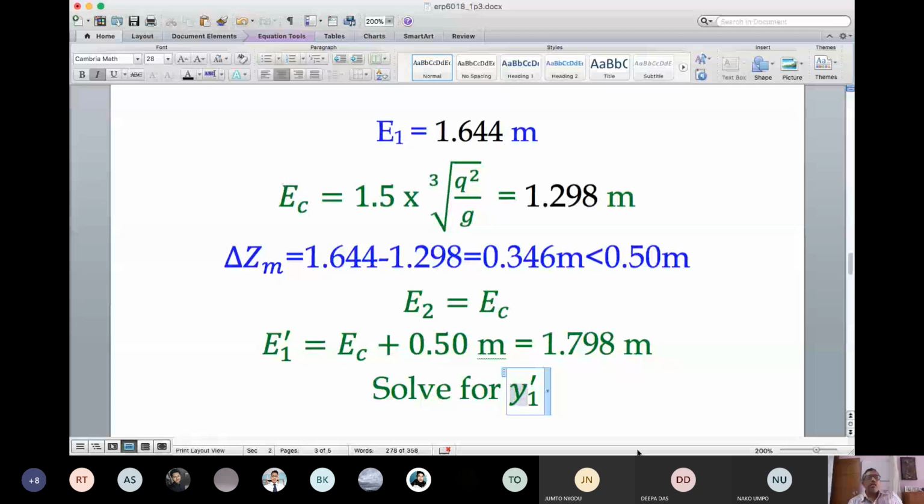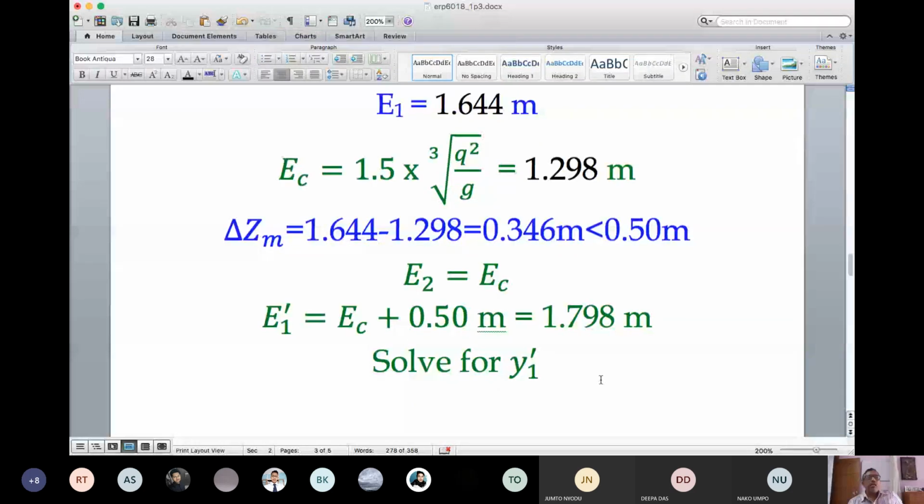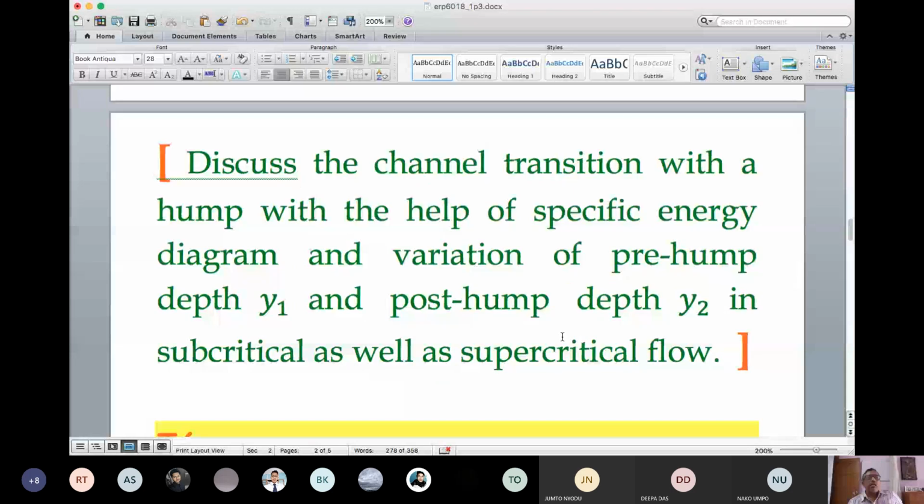Whatever we discussed, that can come in exam like this. Discuss the channel transition with a hump with the help of a specific energy diagram and variation of pre-hump depth y1 and post-hump depth y2 in subcritical as well as supercritical flow. This I took from the mid-semester and semester question papers. All that we discussed, you can put in 2-3 pages for this long question.